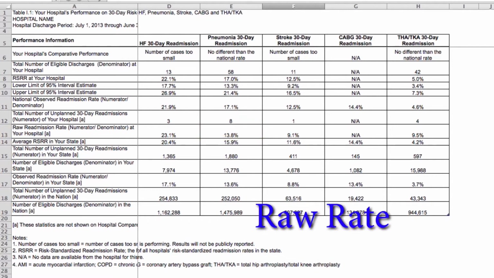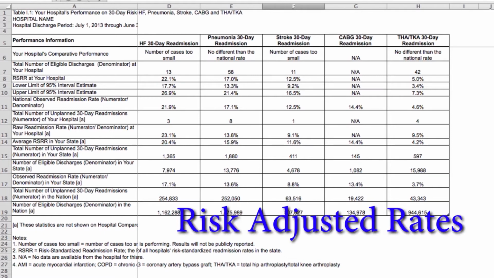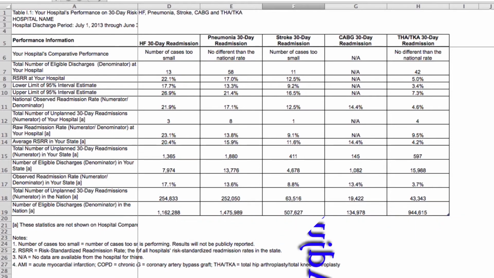But CMS doesn't report on raw rates, because raw rates don't take into account how sick a hospital's patients are. That's why CMS uses risk-adjusted rates to compare hospitals' performance. In other words, risk-adjusted rates account for how sick a hospital's patients are. Oh, I noticed that we fall into the no different than the national rate category for pneumonia. What does that mean, and how is that determined?